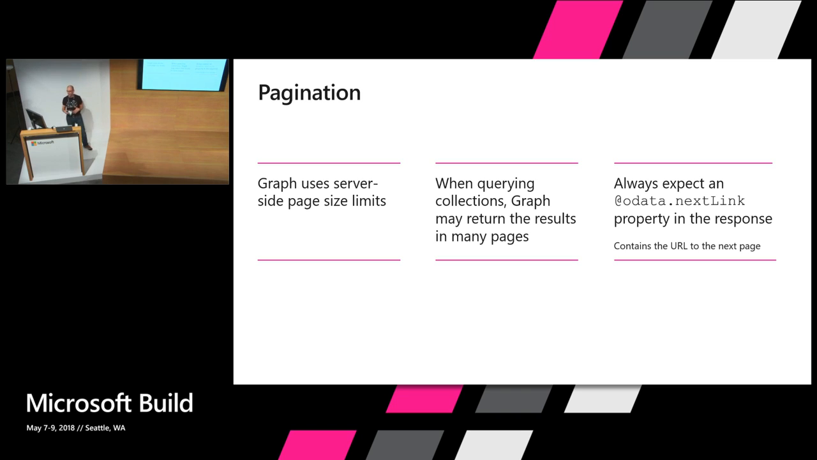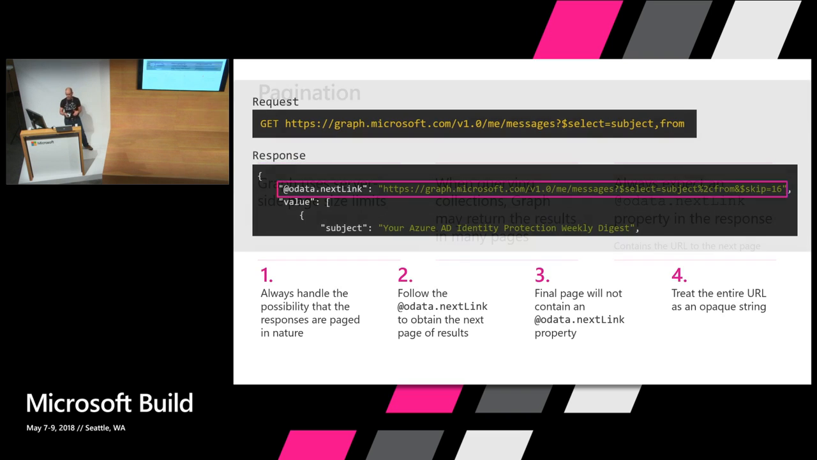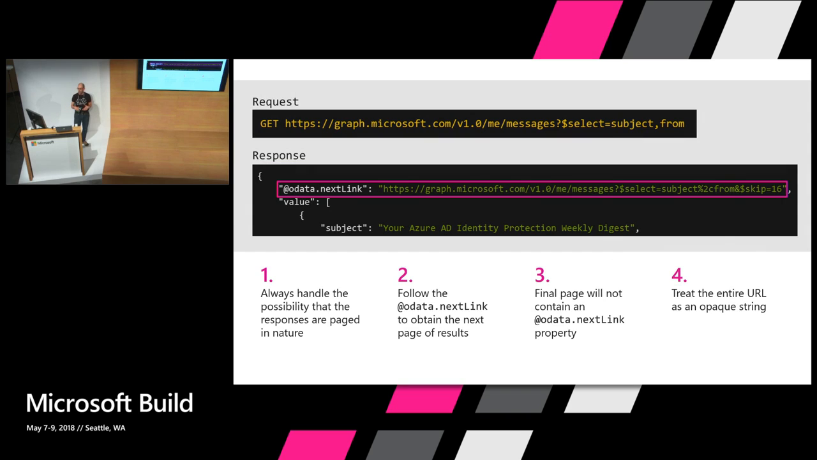So you should always expect this odata.nextLink property in the response. Here we see an example: when I make a request to messages, I get a next link back. That next link is basically, if you take that portion in green and put that in a GET request, that will get you the next page of results.